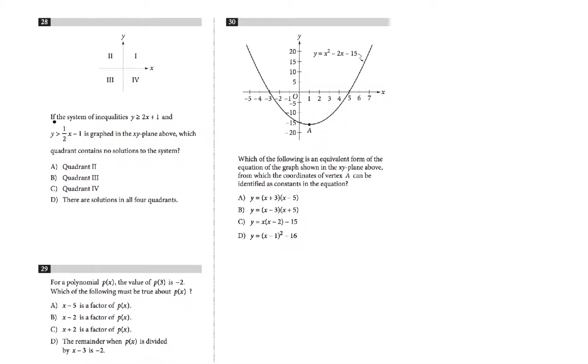If the system of inequalities y is greater than or equal to 2x plus 1 and y is greater than 1/2 x minus 1 is graphed in the xy plane above, which quadrant contains no solution to the system? Okay, one way you can do this is you can pick points in each quadrant and see if they work. That's one way to do it. You could pick a point like 1, 1 in this quadrant. You could pick negative 1, 1. Negative 1, negative 1. You could pick 1, negative 1 and see which ones don't work.